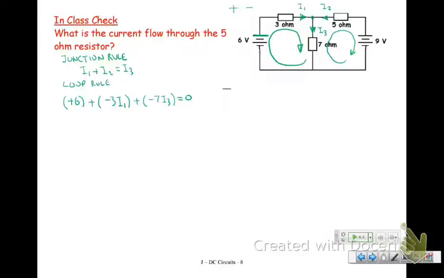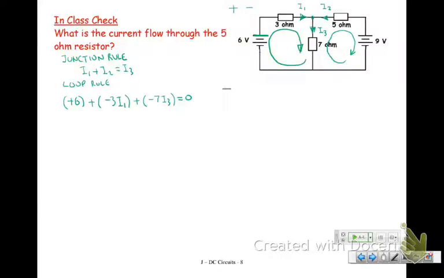Yeah, I don't follow the whole I1, I3 thing. You pick the current, I mean, flowing. The loop rule, you got the plus 6 and then the minus 3 I1. I'm really lost. No, I understand. So just listen here, and I'll go through it again, okay?